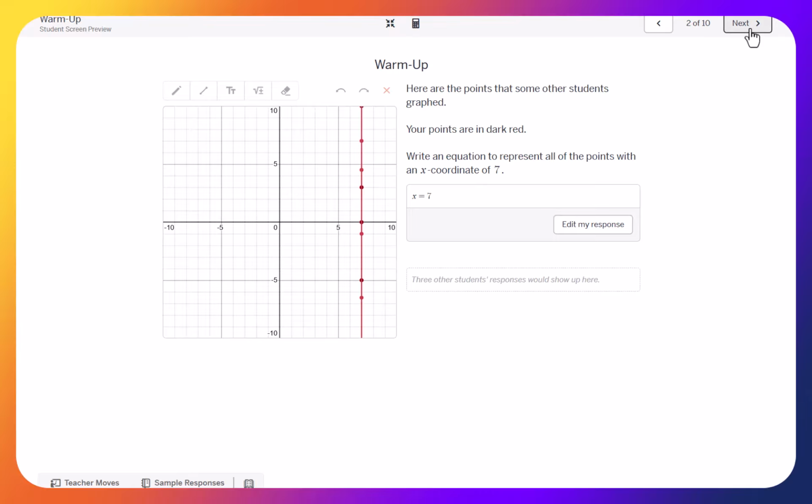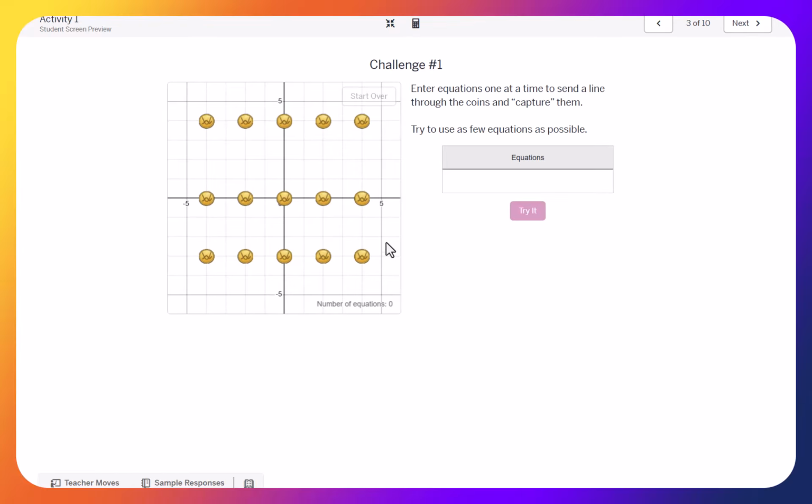So let's do some more vertical line work. This is called coin capture today because you're going to be writing equations of lines that will capture these coins just like a video game. So let's enter some equations, one at a time, to send a line through the coins and capture them. It says try to use as few equations as possible, but we're going to focus on x equals some number that will make a vertical line.